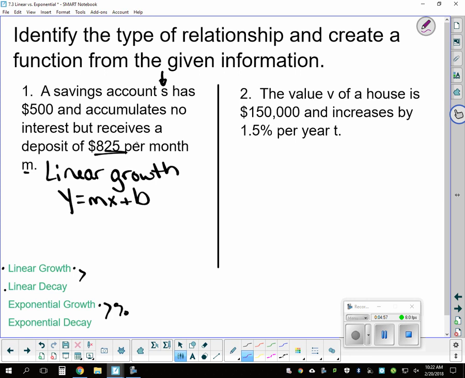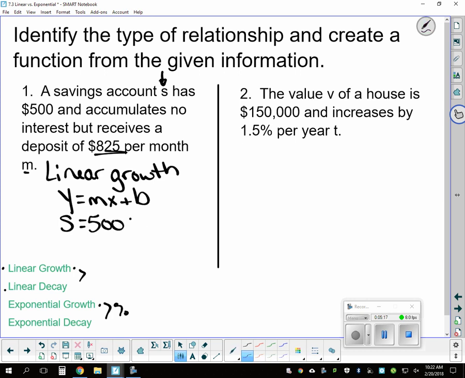So the savings account S has $500 and accumulates no interest, but receives a deposit of $825 per month. Well, in this case, I think it's actually easier to go backwards and think kind of B plus MX because I'm starting with a set amount. That set amount is $500.